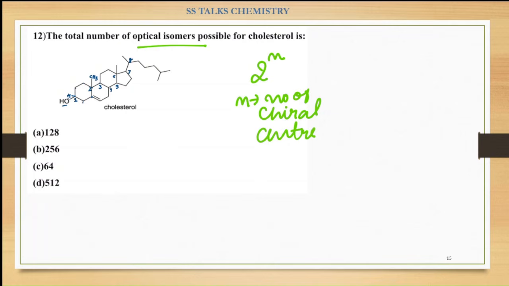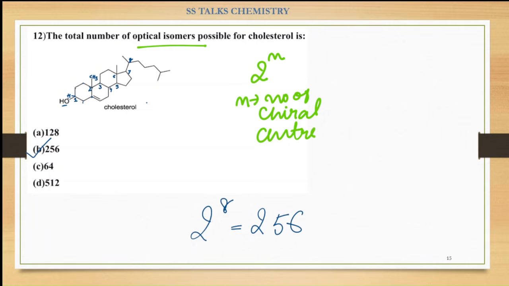So in total, I'm getting 8 chiral centers present in this. That means the total number of optical isomers in this case will be 2 raised to the power of 8, which on solving you will get as 256. That means for the given cholesterol structure, the number of optical isomers will be 256. Okay.